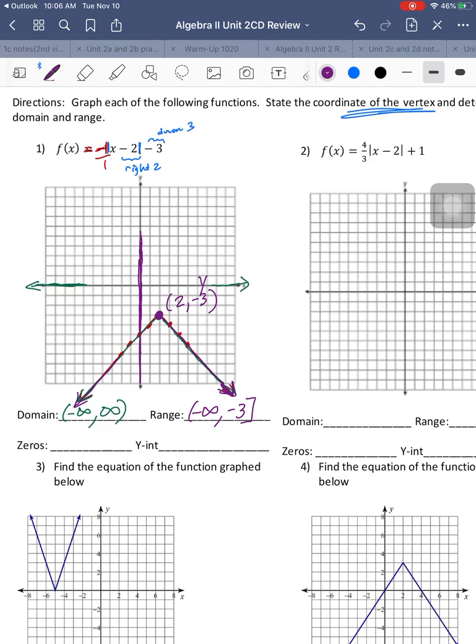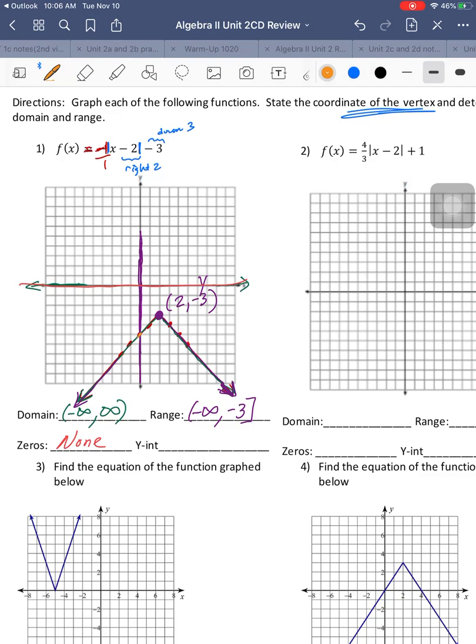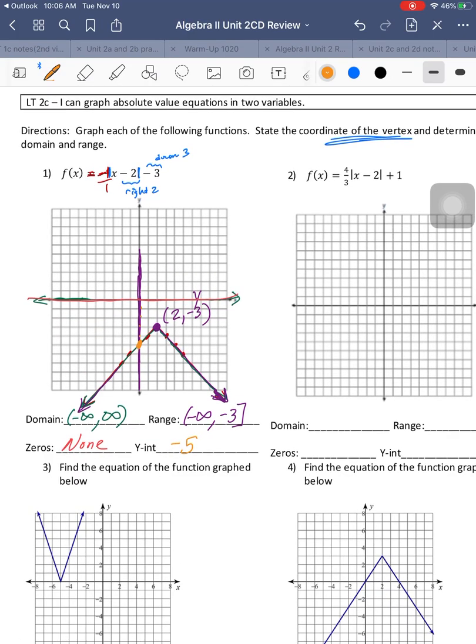And there's your range. Zeros, where does it cross the x-axis? Well, it doesn't cross the x-axis anywhere, so we put none. The y-intercept, where does it cross the y-axis? Well, it crosses the y-axis here at 1, 2, 3, 4, negative 5. All right, there you go.